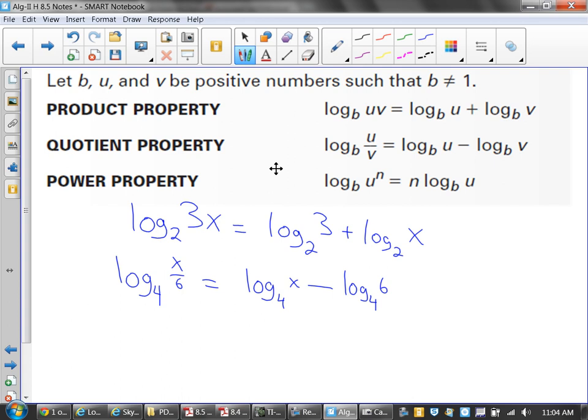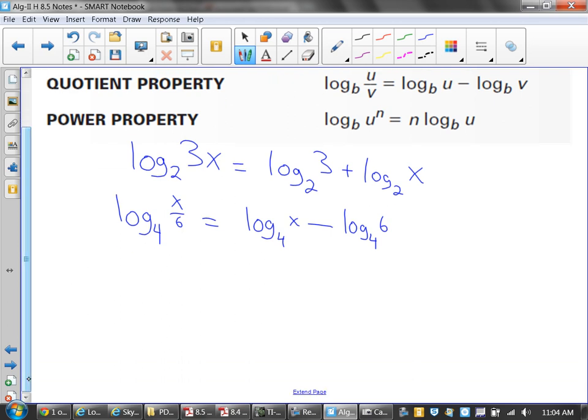And then the last one we're going to work with is called the power property. The power property works with exponents again. So if I say I have the log base 3 of x to the 4th, all that tells me is that it's 4 log base 3 of x. It really is kind of simple.